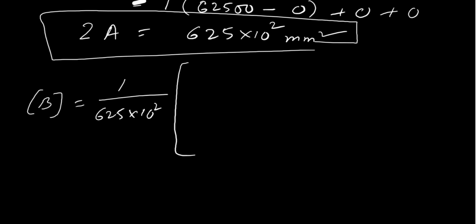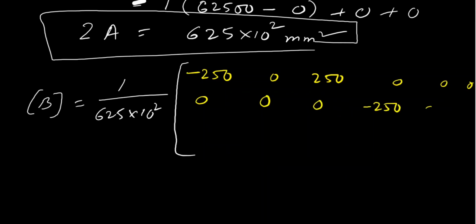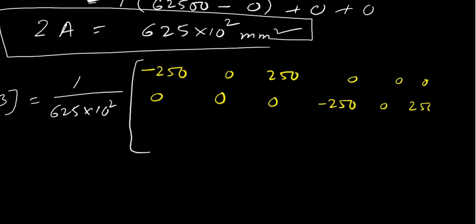So y23 we got as minus 250. Next, 0 250 0 0 0, then 0 0 0 minus 250 0 250. For the third row: minus 250 minus 250 250 250 0. So this is the strain displacement matrix.